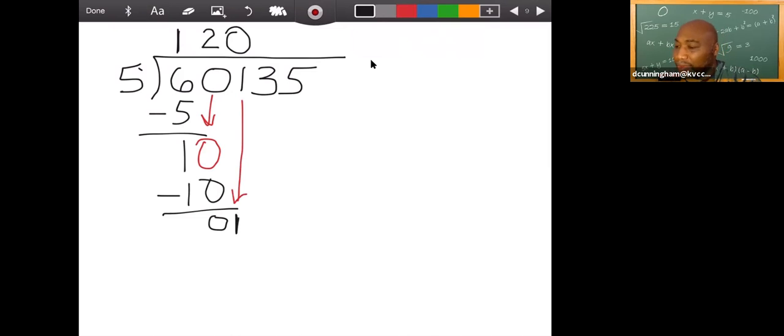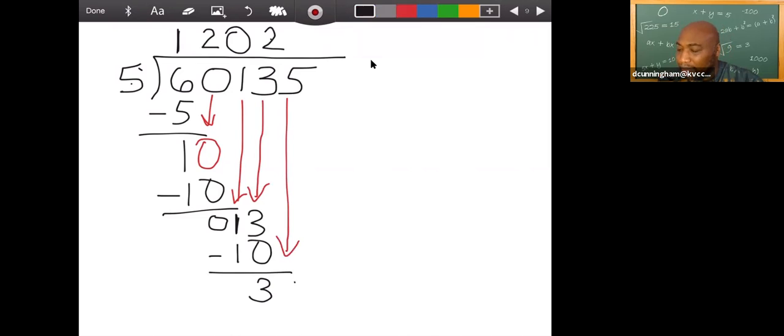And now I got to bring down the next value, which is 3. Can 5 go into 13? Yes, 5 can go into 13 without going over. We know 5 times 2 is 10. 5 times 3 is 15. So in this case, we're going to say 2. 2 times 5 is 10. Subtract. This is 3. Now we bring down this 5. How many times can 5 go into 35? Without going over, it would be 7. 7 times 5 is 35 with the remainder of 0.